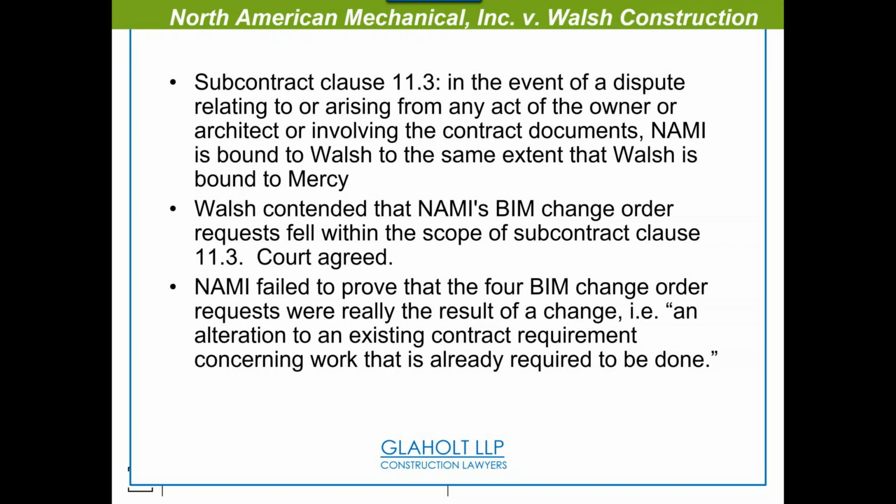I don't know if I'm making sense, but just because they took the drawings and BIMmed them, the subcontractor NAMI took the BIM, identified some discrepancy, and put in a change order as a result of the BIM. But the gist was, no, you're just working out means and methods using the model as your mechanism.